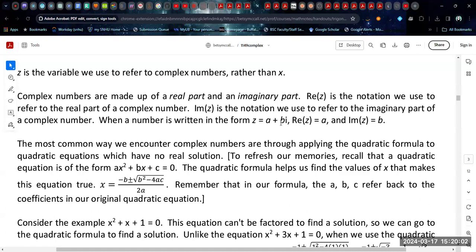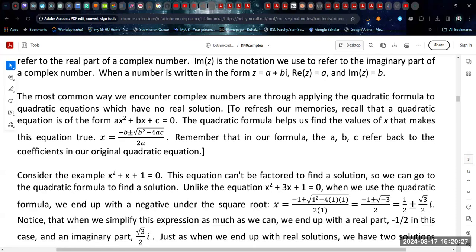just the thing multiplying i. So if I was looking at, sorry, 3 plus 4i, then the real part of z would be 3, and the imaginary part would be 4. So 3 plus 4i. Not the i, just the 4.